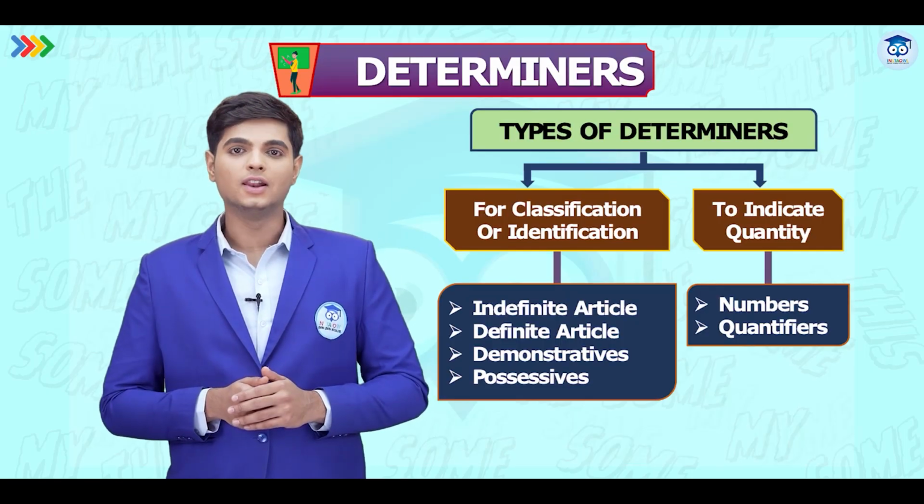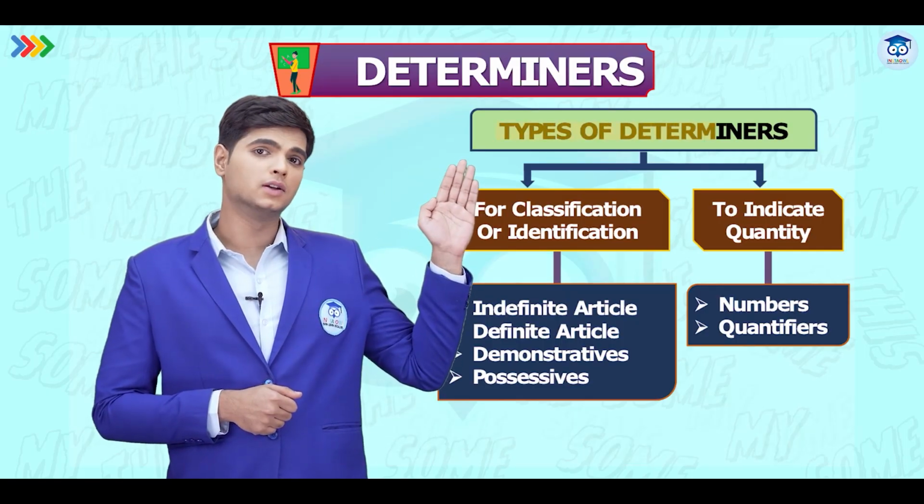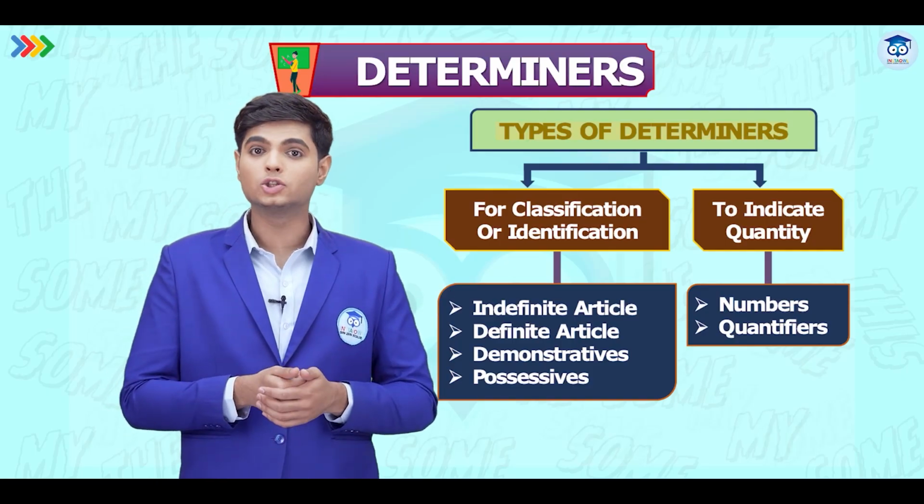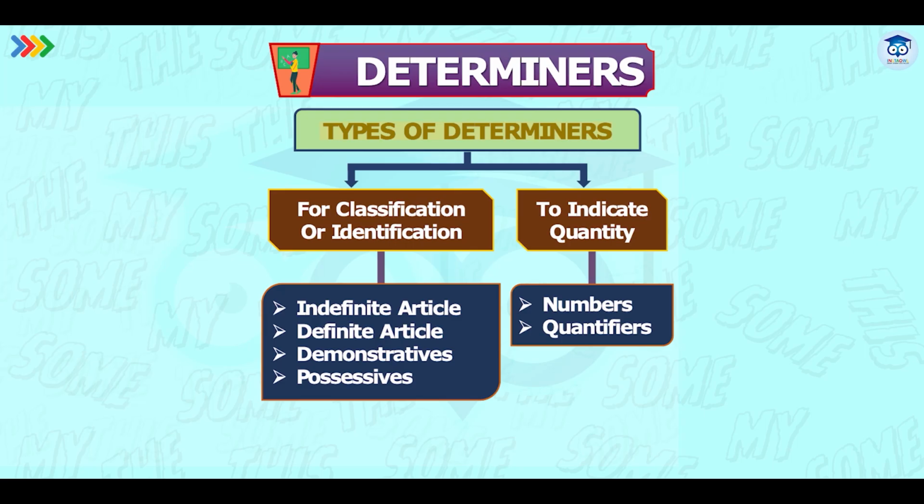Moving forward, let's look at the types of determiners. Broadly, determiners fall into two main categories based on their function. First category includes those that are used for classification or identification. This means they help us identify or classify nouns in a sentence, whether we are talking about a general idea, something specific, pointing out an object, or showing possession. Under this category, we have the indefinite article, definite article, demonstratives, and possessives.